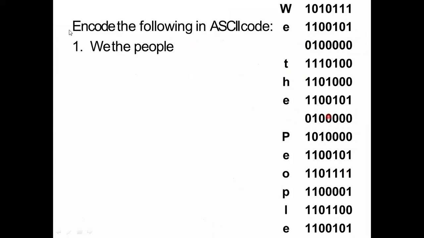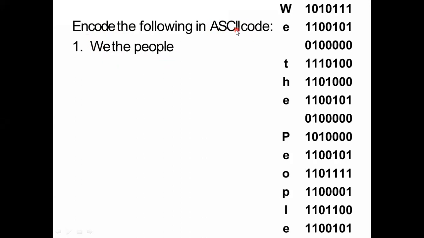What is meant by encode? We the people is understood by us only. We understand what we the people means, but this sentence is not understood by the processor. The processor understands only ones and zeros, which is known as machine language. The processor can't understand the sentence. That's why whenever we take this sentence, it is converted into ASCII code. Then only is it understood by the processor.